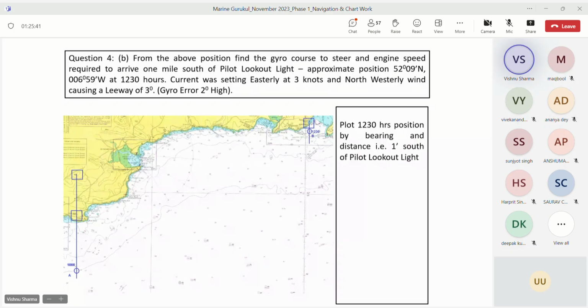Guys, if I join A, B, what does the direction from A to B give me? CMG. Very good. And what does distance AB represent? Distance made good, DMG. But do you know in how much time it is to be made good?